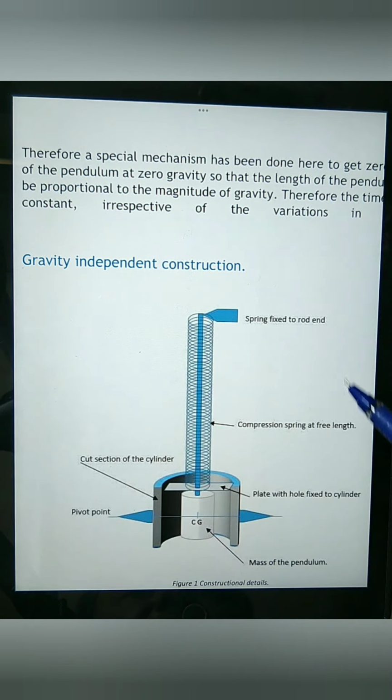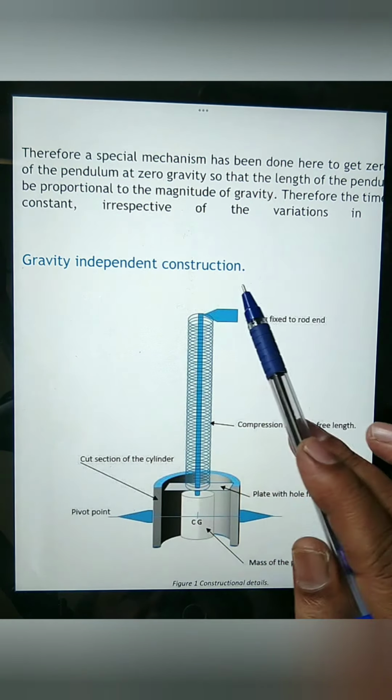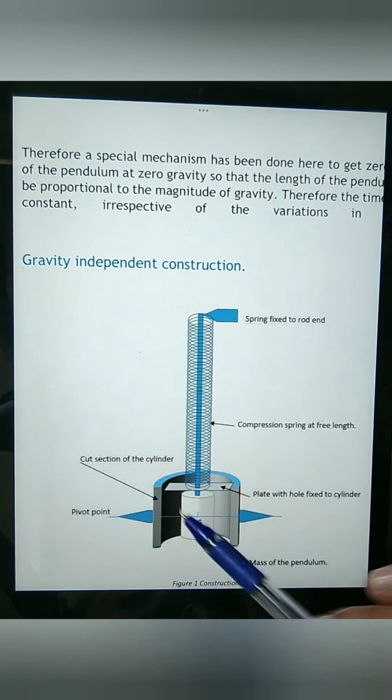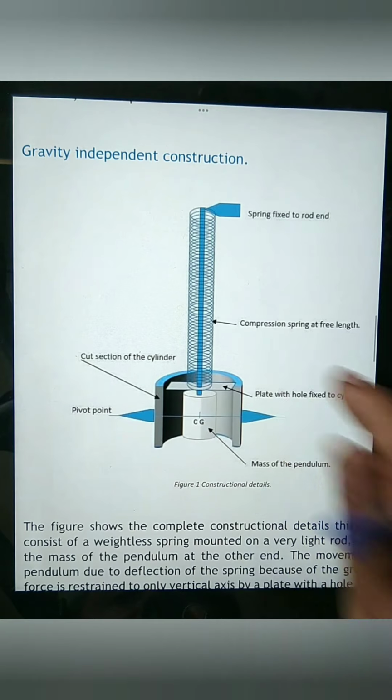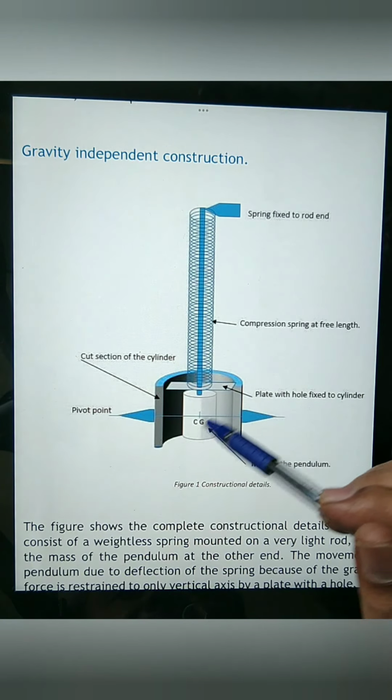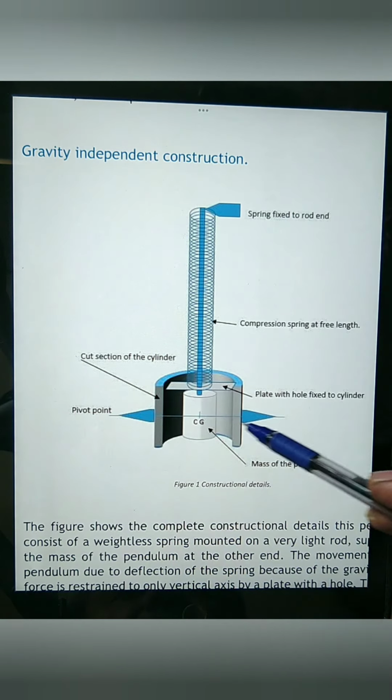Therefore, I have done this particular construction. I will explain this construction now. The gravity independent pendulum construction consists of a ring here. This particular ring is a light metallic cylinder wherein we have two pivot points, so that we can mount it on these two and the pendulum will oscillate.